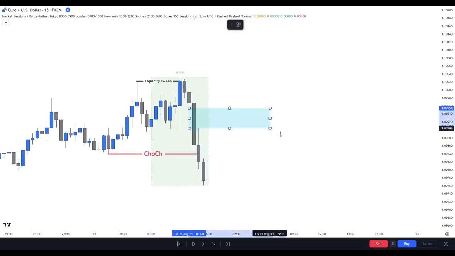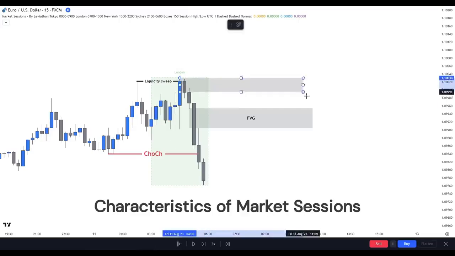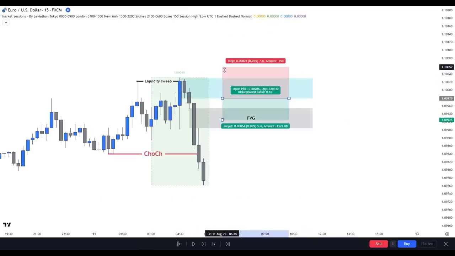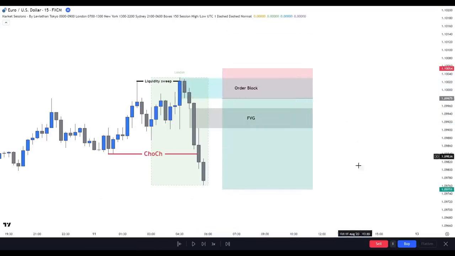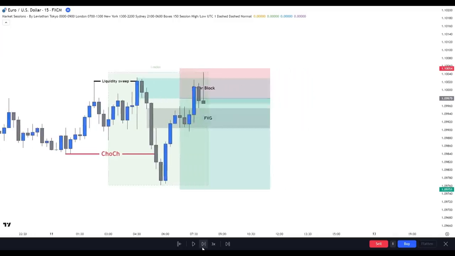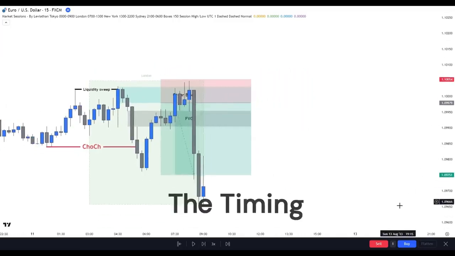If you're not familiar with the characteristics of market sessions and are simply executing trades at random times throughout the day, you are missing an important aspect of trading: the timing.